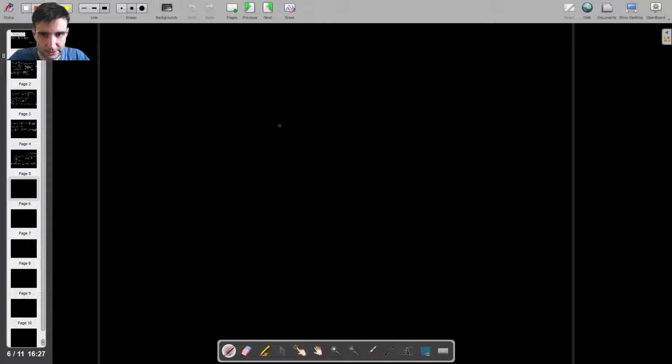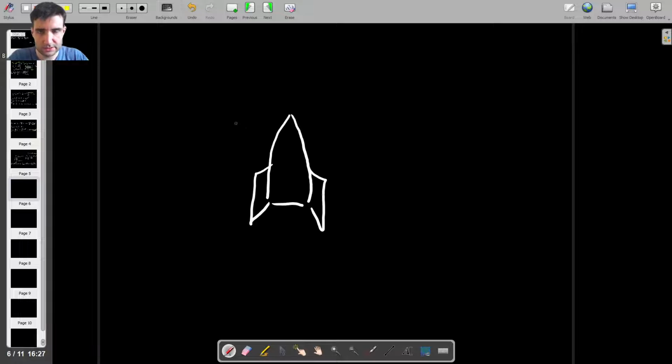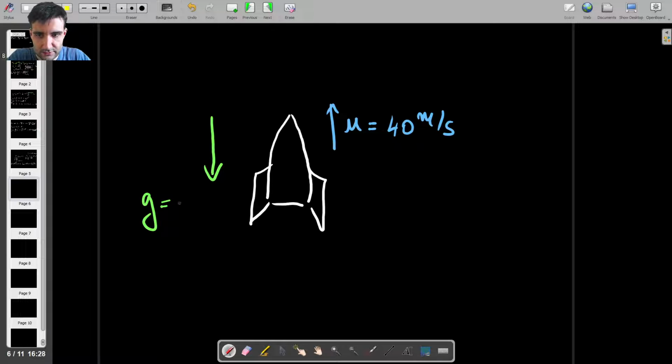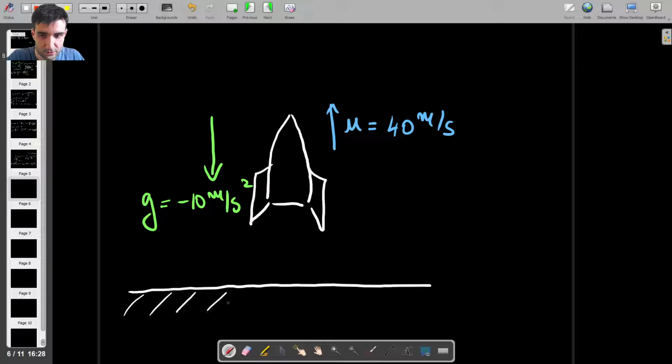First of all, I'm going to draw the rocket again. And this is the rocket just after the fuel finished. So this is my rocket, and at this point, I know what my initial speed is, 40 meters per second, and also there is a negative acceleration of, let's call this minus 10 meters per second squared. And the reason I'm being aware of the minus sign now is because I'm preparing this situation for the SUVAT equations.